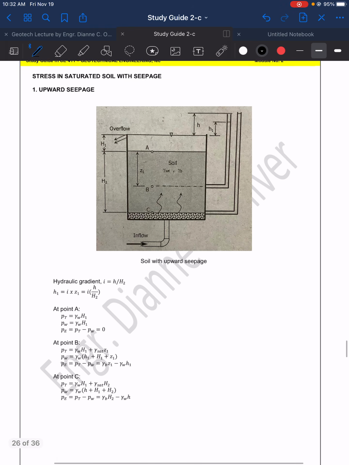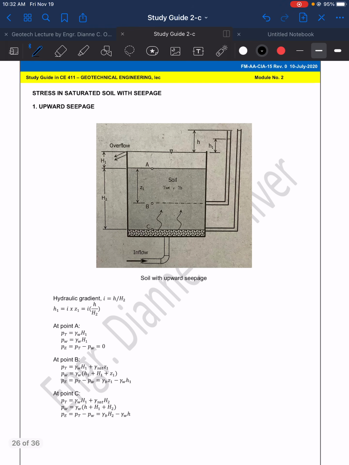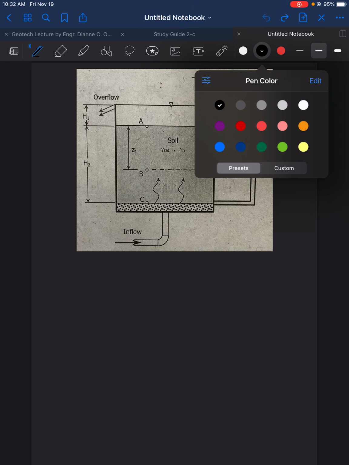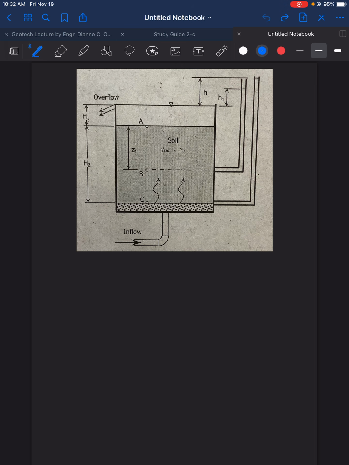So let's see how these calculations were obtained using this system. So looking at this system, this is an upward seepage because of the inflow of water from the bottom of the soil setup. Okay, so let's first solve for the hydraulic gradient of the entire system.